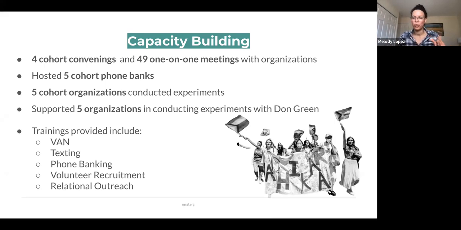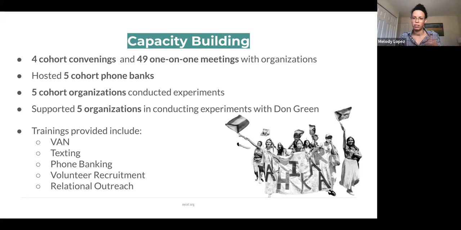And then Laura already mentioned that soon, hopefully imminently, we'll be seeing some results from experiments that were conducted in partnership with Don Green at Columbia University. We supported 5 of the organizations in setting up experiments, since we help hold the data. We help them with the target, developing their target universe, and working with Don and his team and the organization to make sure that everything was set up in a way to ensure the integrity of the experiments that were conducted.